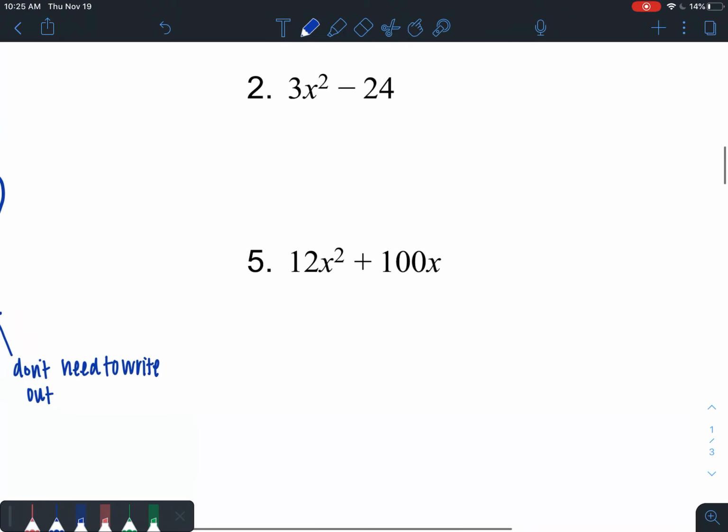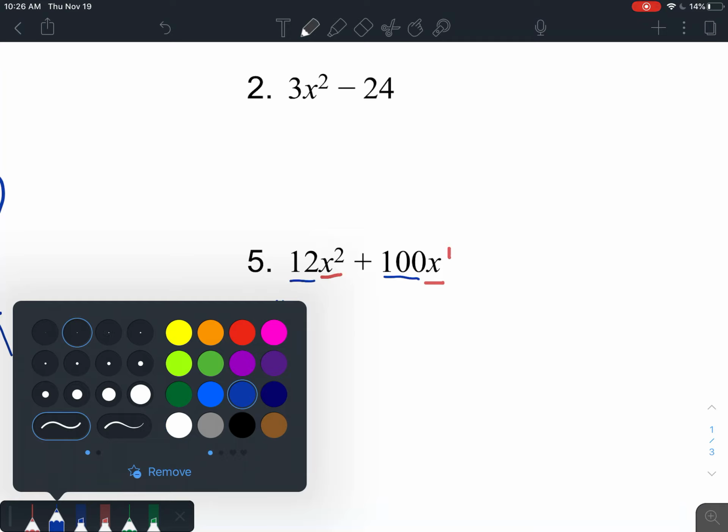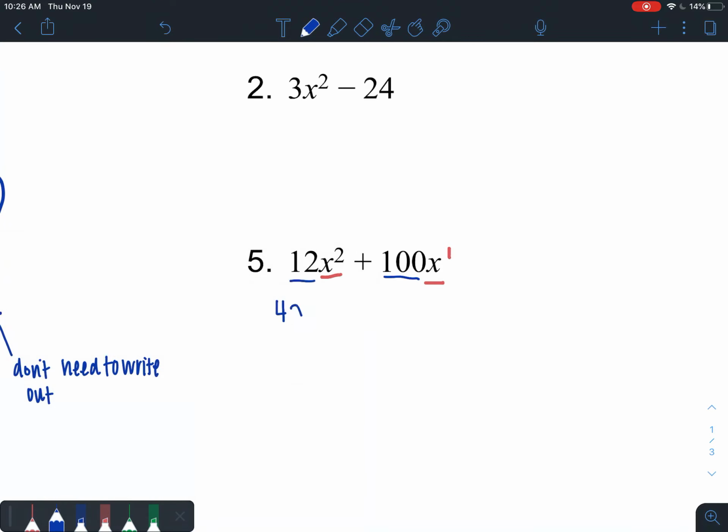Okay, let's do another one of those together. So I've got 12x squared and 100x. So between 12 and 100, the greatest number that can divide both of those is 4. Between x squared and x, I've got x to the first. Because I only have an x, the greatest thing I can pull out is 1x.